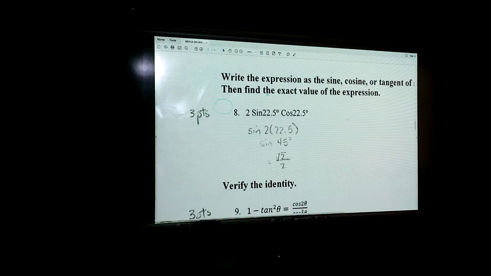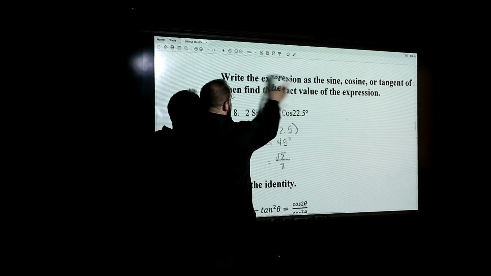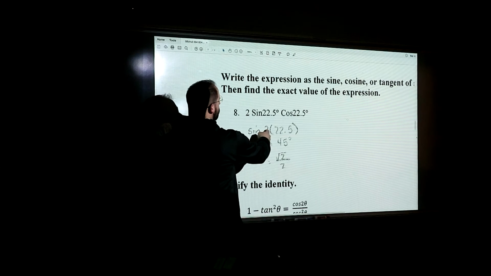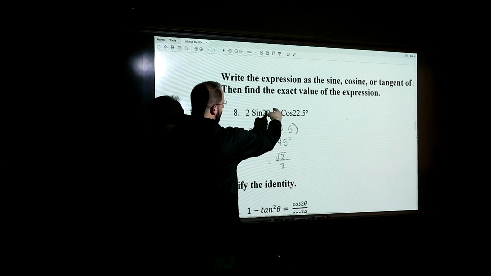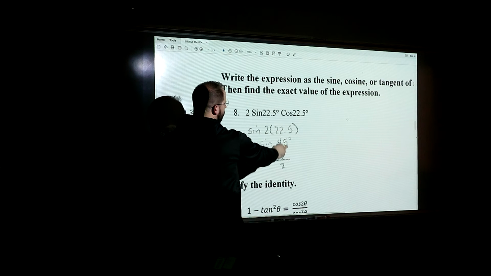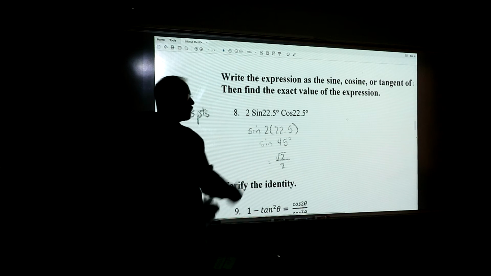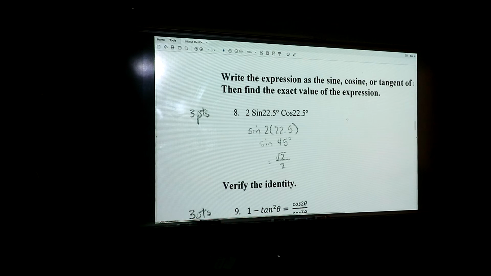All right, next one, 8. That is a double angle formula. In fact, if you didn't recognize it, it was taking sine with 2 times whatever the angle they were using. It's the sine double angle formula, this whole thing is. So they're doubling 22.5, that makes 45, and the sine of 45 is that, and that's your answer. So, that's the double angle formula.